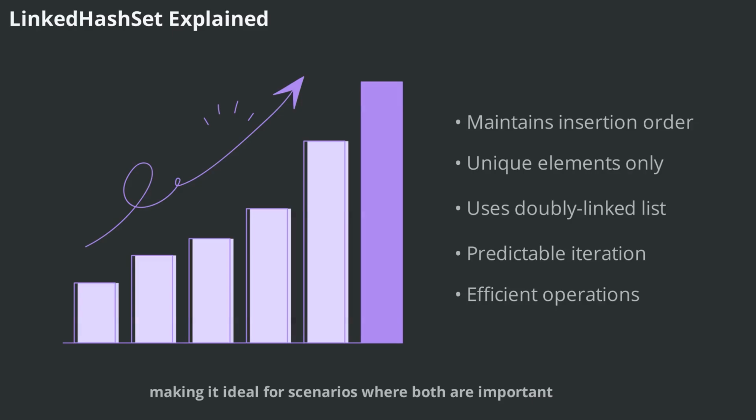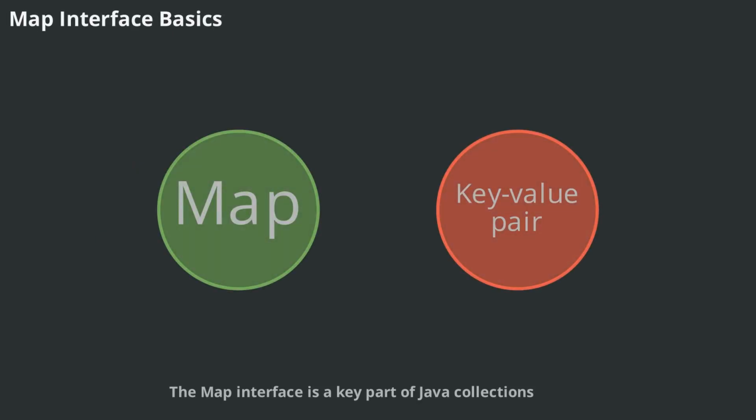are important. The Map interface is a key part of Java collections. It allows you to store values in key-value pairs, ensuring that each key is unique. Maps are found in the java.util package and provide methods like containsKey and containsValue to check for specific keys or values. There are several types of maps, including SortedMap, TreeMap, HashMap, and LinkedHashMap. Each offers different features, such as sorting or maintaining insertion order, giving you flexibility depending on your needs.